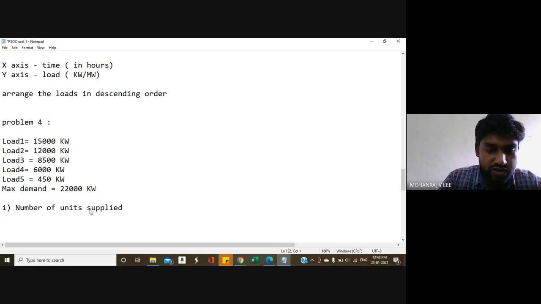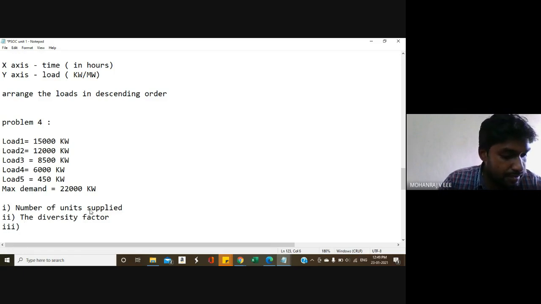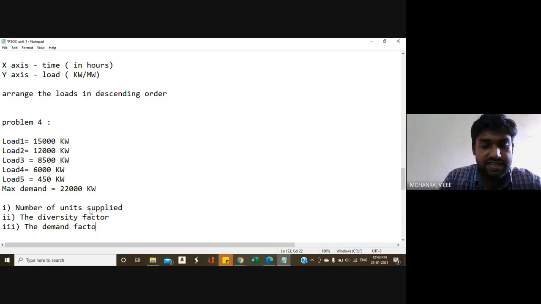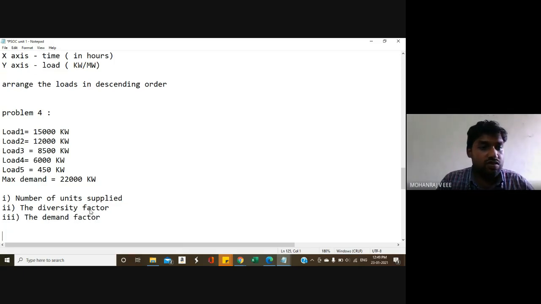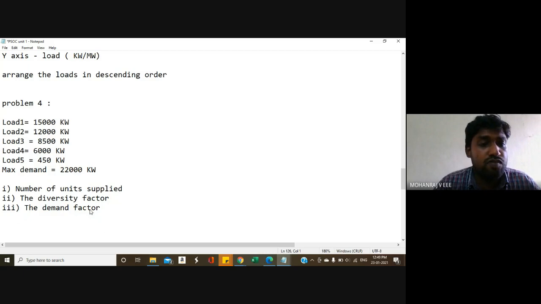Then they have asked us to find the diversity factor. And finally, they have asked us to find the demand factor. Okay, first, what is the number of units supplied? First, we have to calculate the number of units supplied.